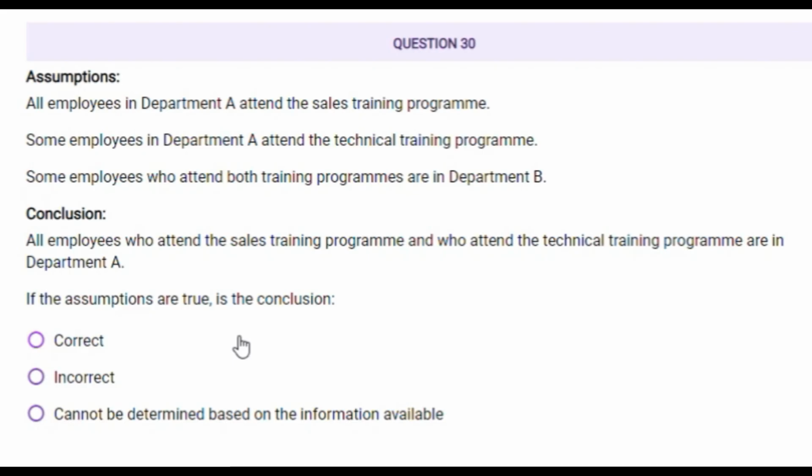The conclusion states that all employees who attend both the sales training program and the technical training program are in Department A. However, the assumptions indicate that while all employees in Department A attend the sales training program, some employees in Department A also attend the technical training program. And some employees who attend both programs are in Department B. This means there are individuals in Department B who attend both programs, which directly contradicts the conclusion that all such employees are in Department A. Therefore, the conclusion is incorrect.